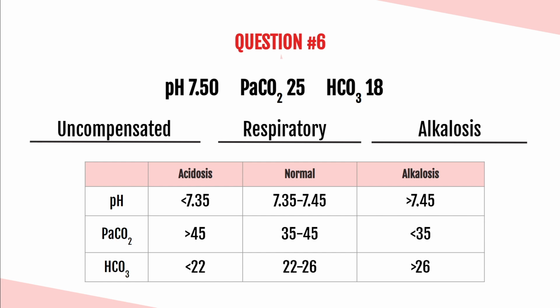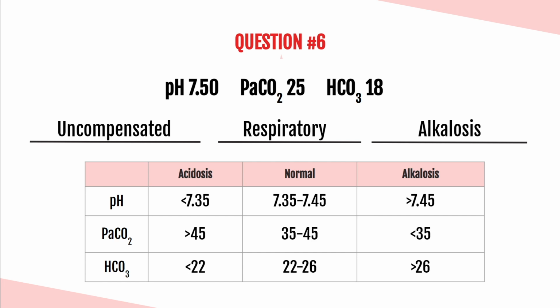And let's just look at our bicarb. It's actually 18. That's not normal. It's not high though, so it's not contributing to the alkalosis, but it's low. So this means that the kidneys are trying to limit their production of bicarb to try to keep the pH normal, but it's not really working because our pH is still high.